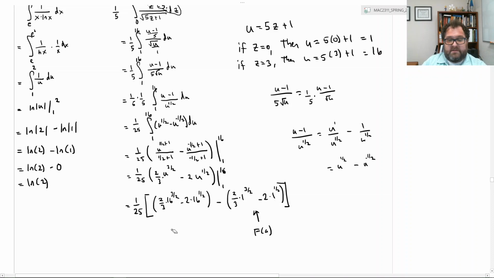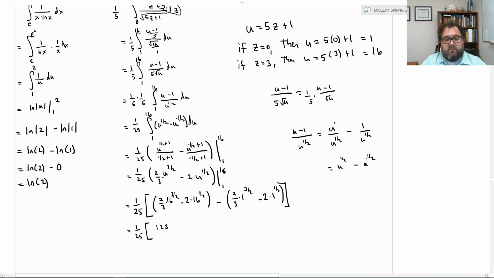Okay, and now let's see what this arithmetic does for us. Of course, we have that 1 over 25 out front. Now, let's see. 16 to the 3/2 power, don't let that scare you. It's just saying take the square root, then cube the answer. So what is the square root of 16? Well, it's 4. What's 4 cubed? 4 times 4 times 4 is 64. And then we have 64 times 2/3. So 64 times 2 divided by 3 gives us, as a fraction, 128 over 3.